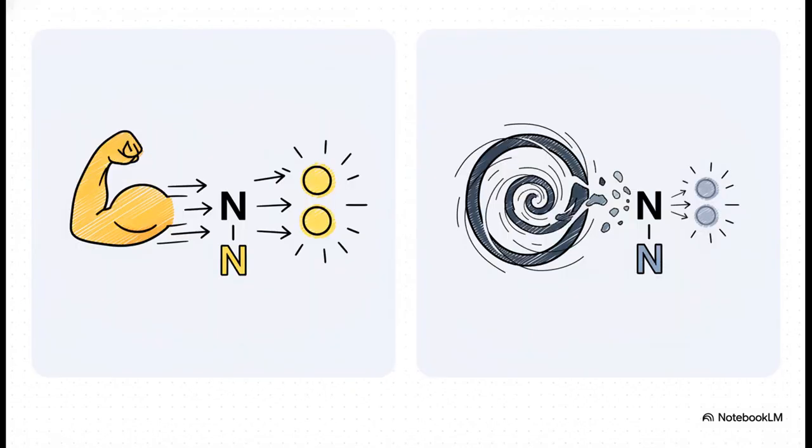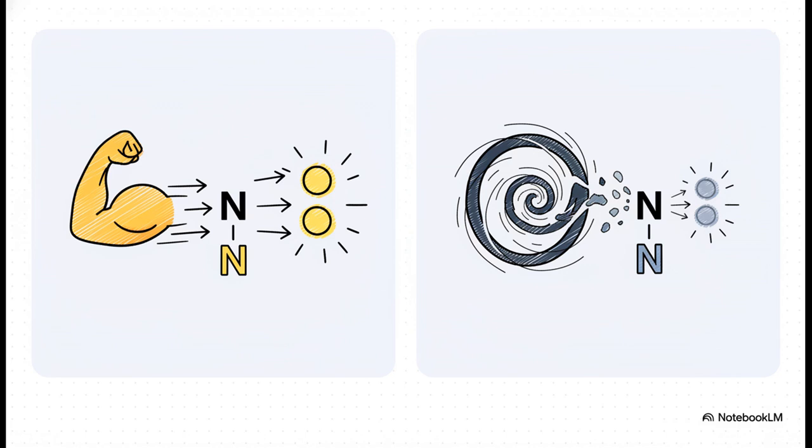But why? Well, it's a simple game of push and pull. Think of the alkyl groups in aliphatic amines. They're like good, helpful children. They have a positive inductive effect, or plus I effect, which means they push electrons towards the nitrogen. This makes the lone pair even more available to be donated.